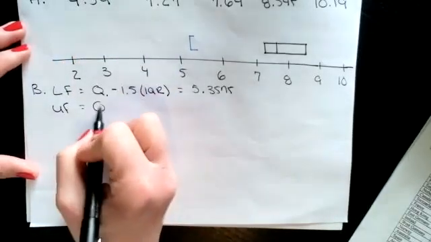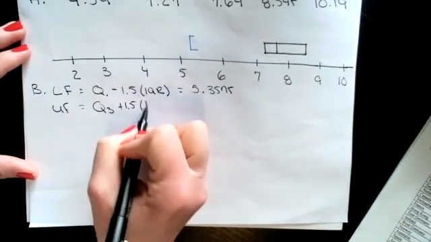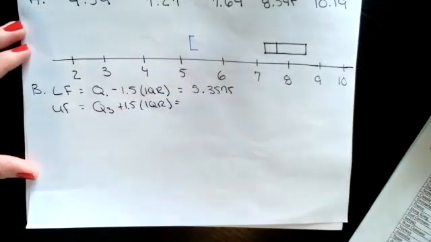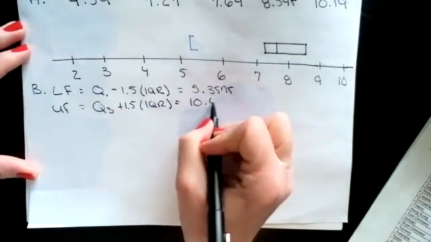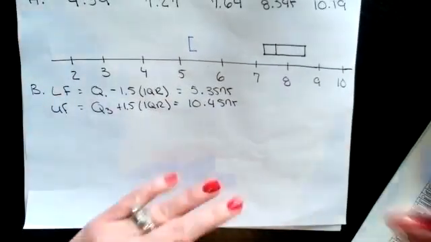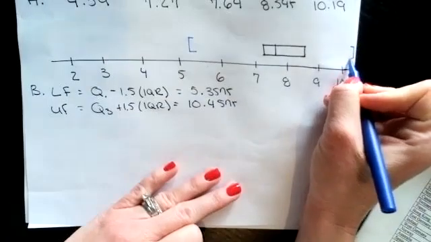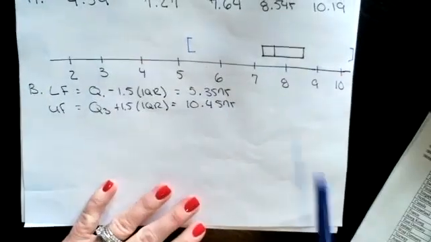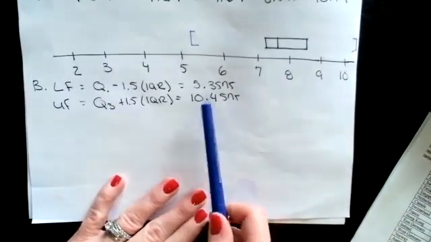All right, my upper fence is quartile 3 plus 1.5 times IQR. For this, I get 10.4575. So this one's up here, so I'm kind of squishing it in. I apologize, my scale's not great, but my max is 10.1. So that's definitely within.